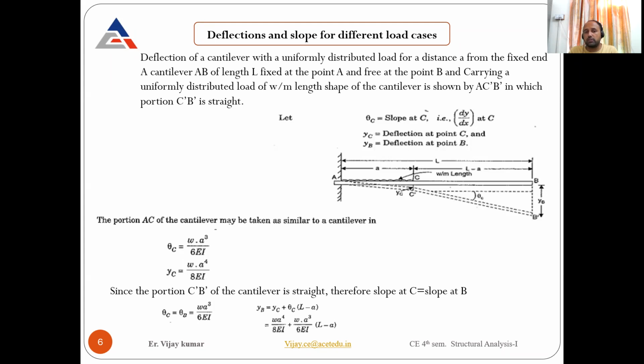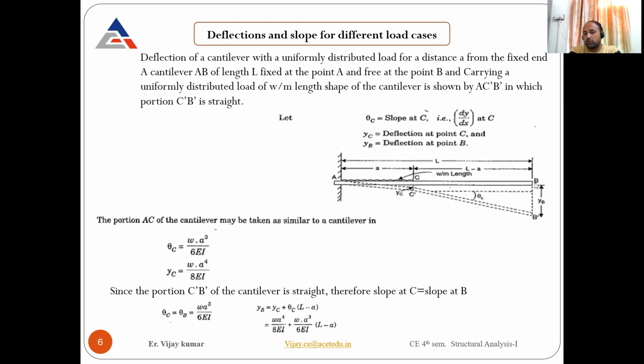Dear students, the same thing that we did in the previous case. The total deflection we already calculated when the UDL covers the entire span. The values were WL³/6EI for slope and WL⁴/8EI for deflection. Now we have to get those values for point C. The deflected curve up to C will be a curve, and after point C it is a straight line, because there is no load between C and B.